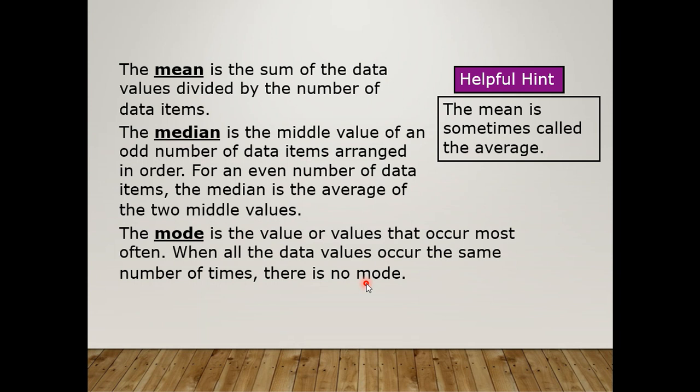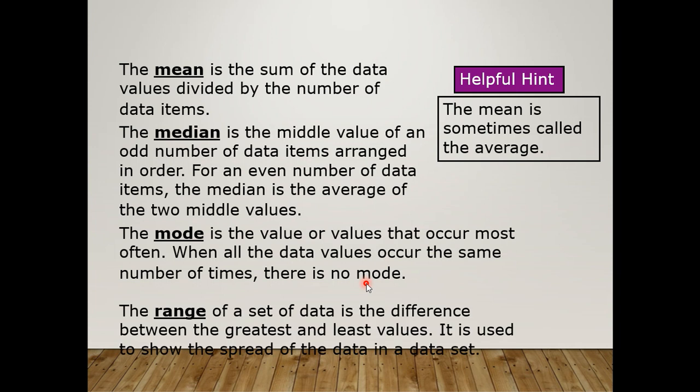Kapag meron namang isang outstanding na siya yung may pinakamataas na frequency doon sa entire data set natin, we will be calling it unimodal. Kapag dalawa sila, we call it bimodal. And then kapag tatlo pataas, we call it multimodal. You can find those classifications doon po sa module natin.